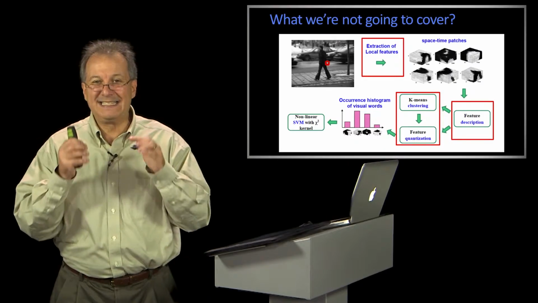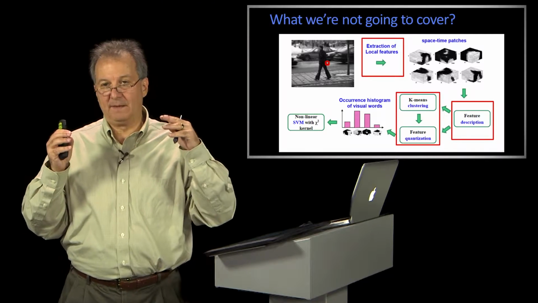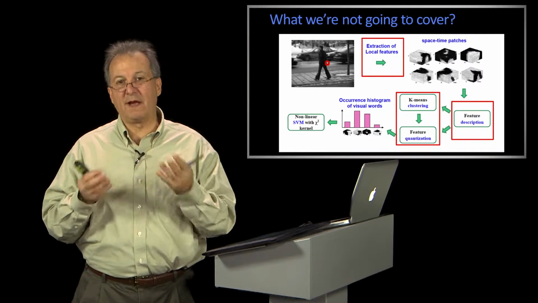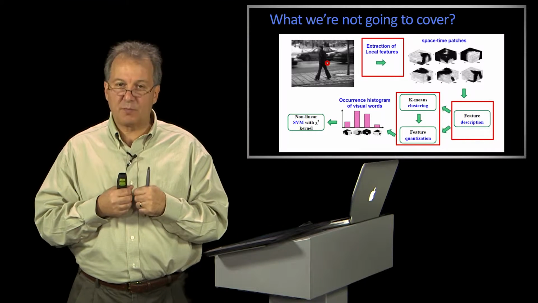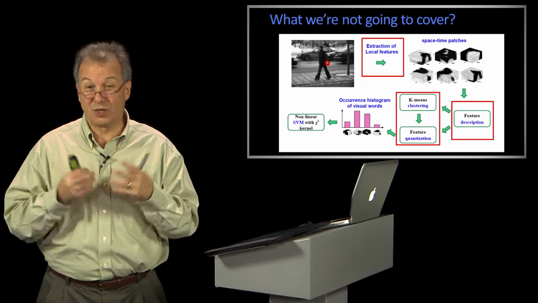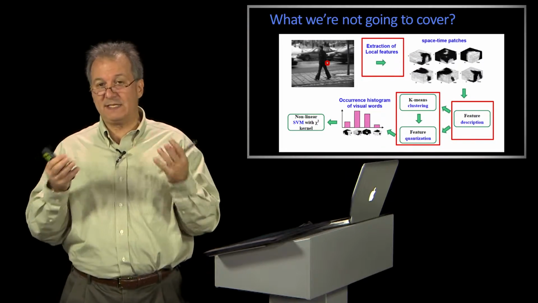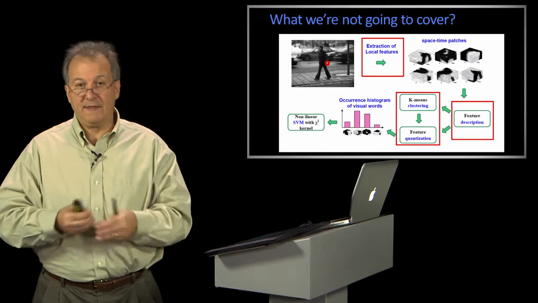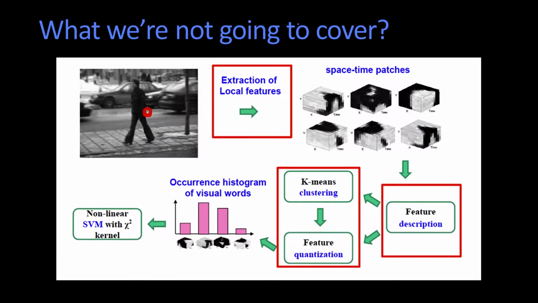So let me tell you what we're not going to cover. In exactly the same way we talked about bag of words for recognition of objects, where you have some way of finding interest points in an image, and then you cluster all those interest points into code words, remember that? And then you describe each image by its histogram of the code words, and then you build a classifier to recognize these histograms. Well, you can do the same thing in video, right?